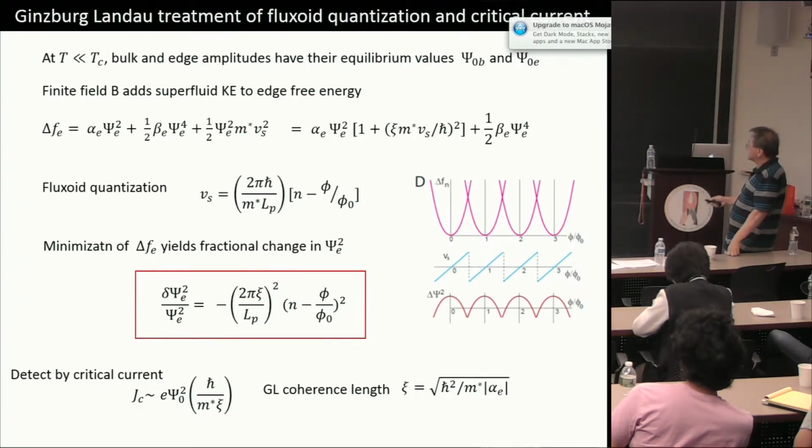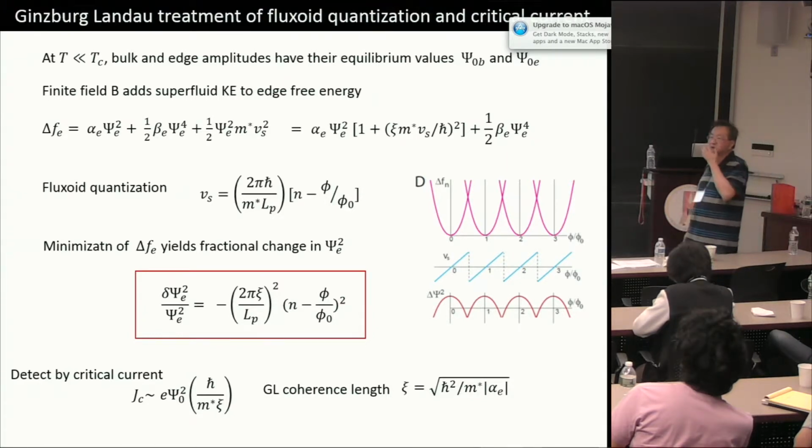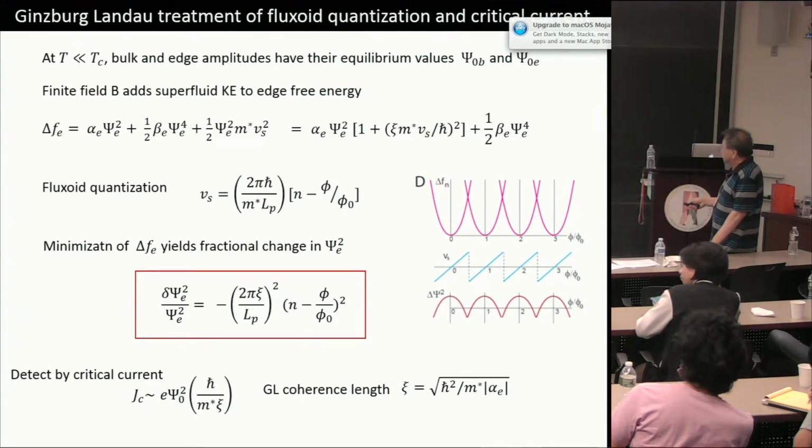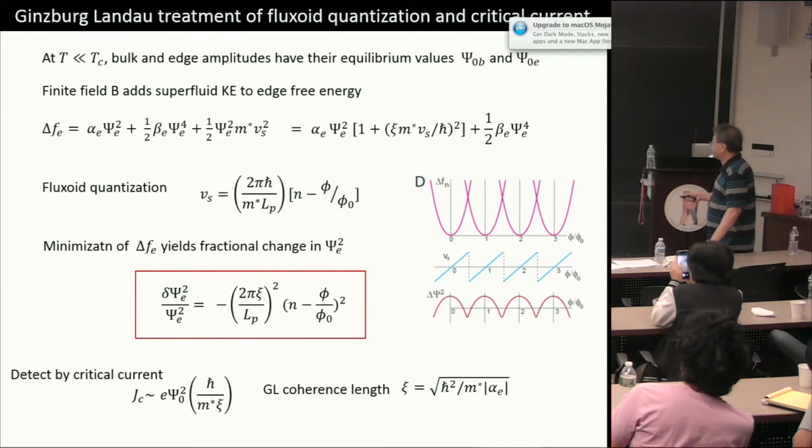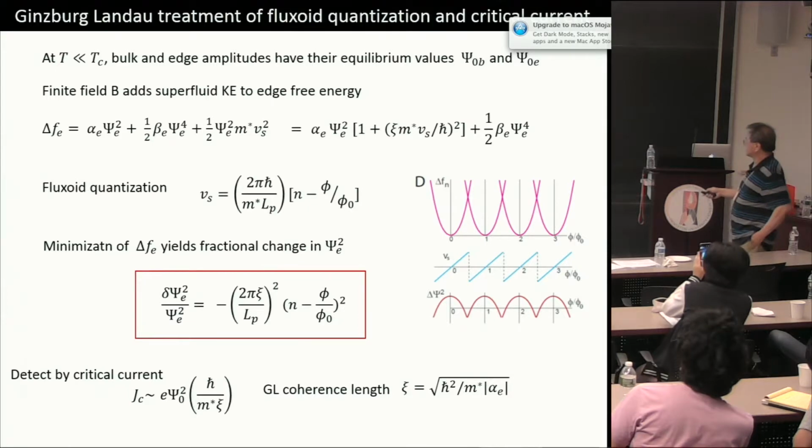You minimize that, and you get the new amplitude to be given by this, replacing alpha. But now the velocity squared is given by the fluxoid quantization. So ultimately you end up with this. So the fractional change in the square of the Ginzburg-Landau amplitude for the edge mode is the negative of the free energy. Right? So that's what you end up with. This is the expression for the scallop mode.